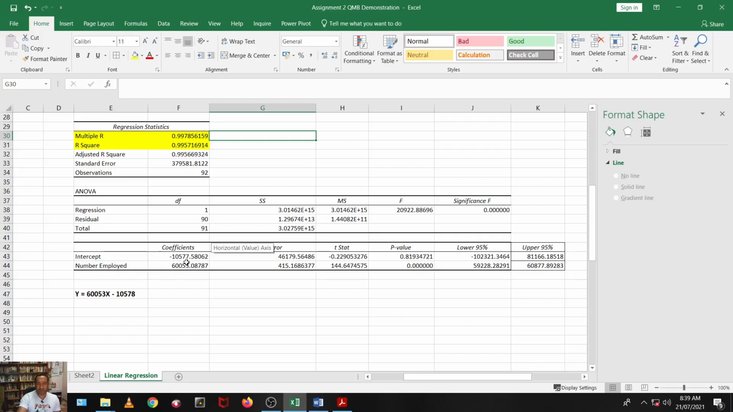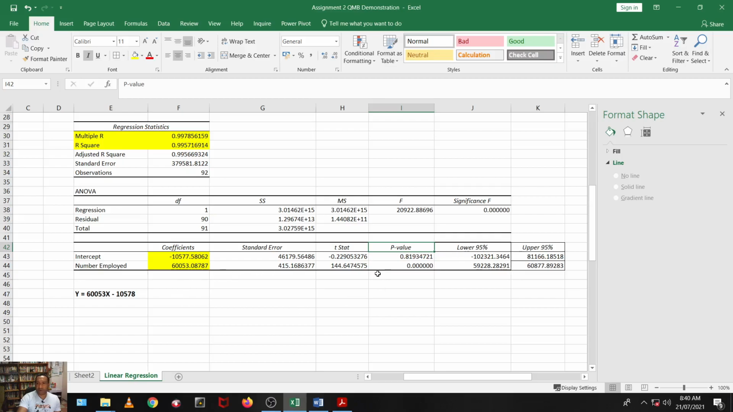Okay, try to use the appropriate terms. Now, in the third table, which is the most important, are the coefficient of the number of staff employed here, and the intercept, which has a minus here. So that would mean the intercept is below the 0 point. And we have the standard error, the t statistics, the probability value, and the 95% confidence interval.